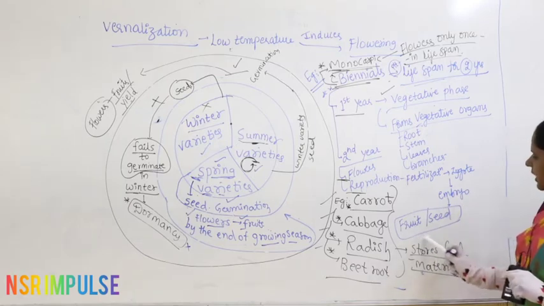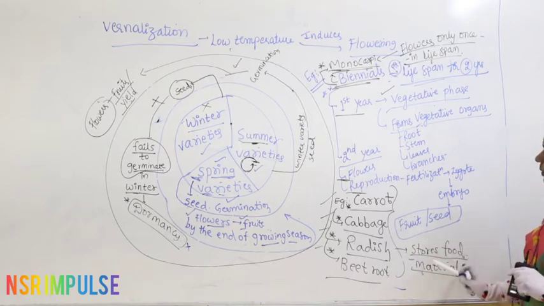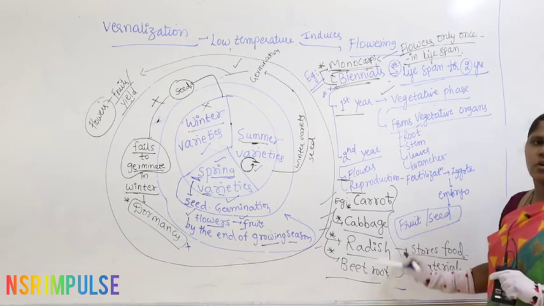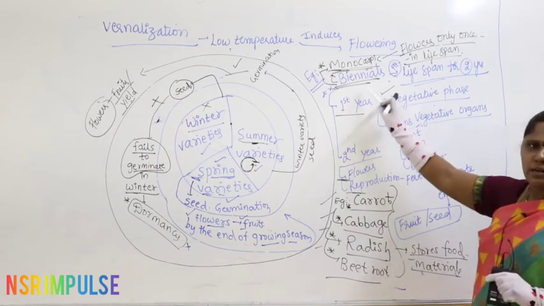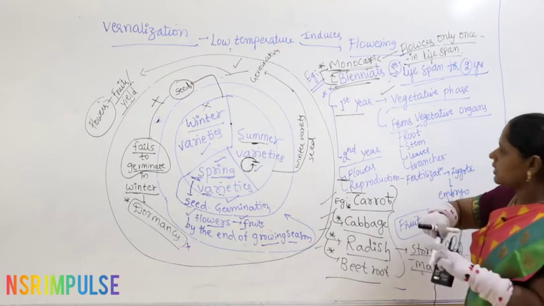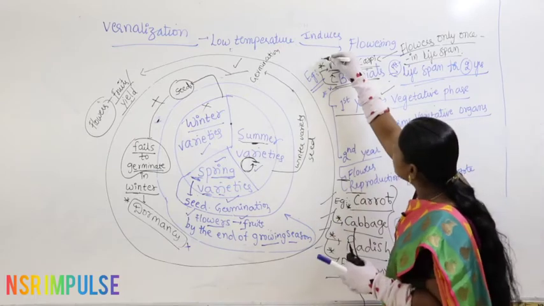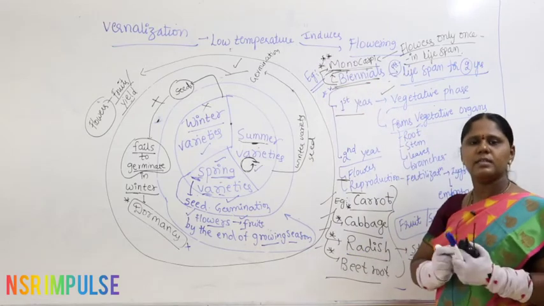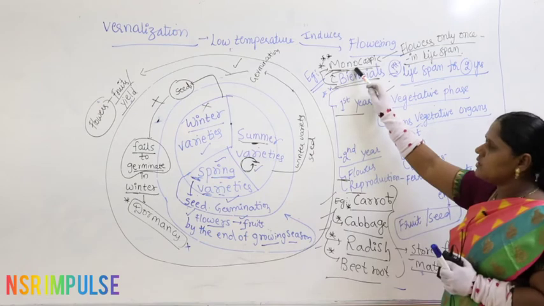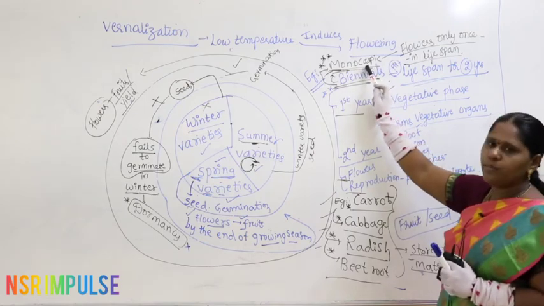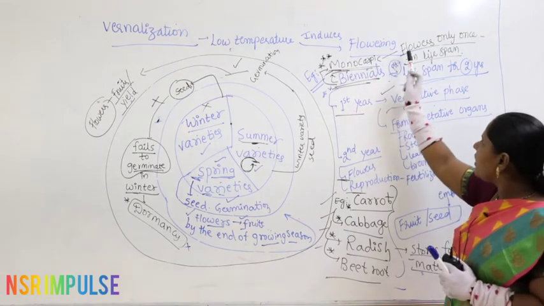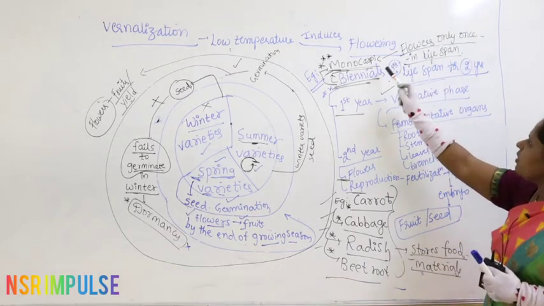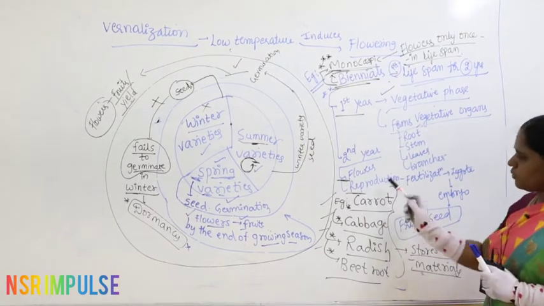So, here you will get the yield along with the storage of food materials in case of carrot, cabbage, radish, beetroot. All are examples of biennials. And one more very important thing: biennials are monocarpic. What is monocarpic meaning? Flowering occurs only once in their lifespan. Then they are called what? All these are examples of monocarpic.